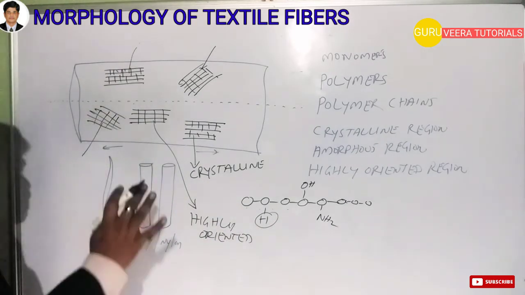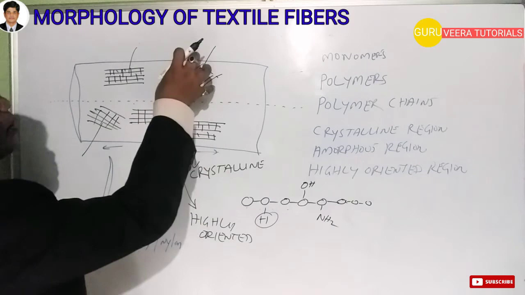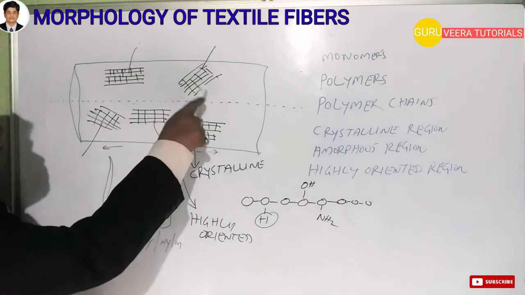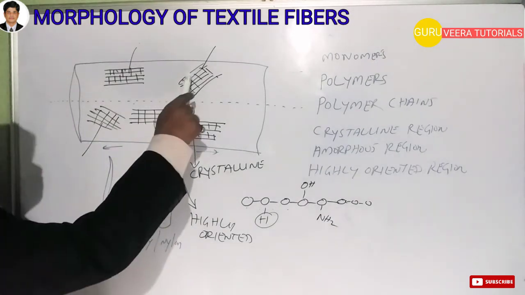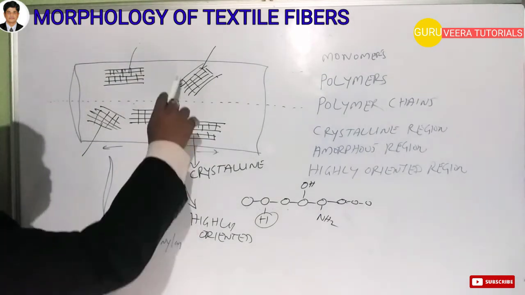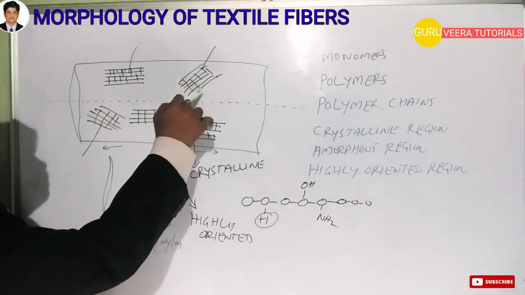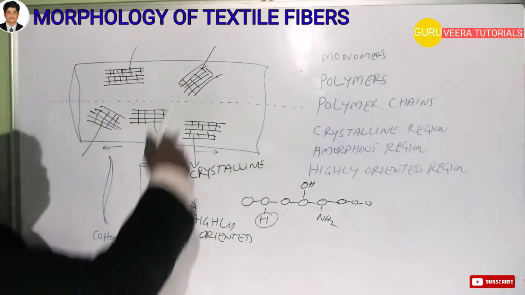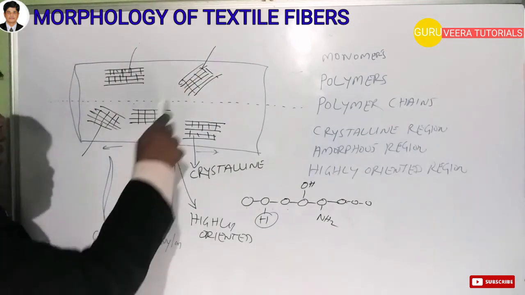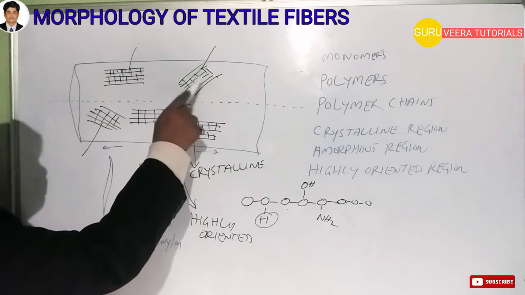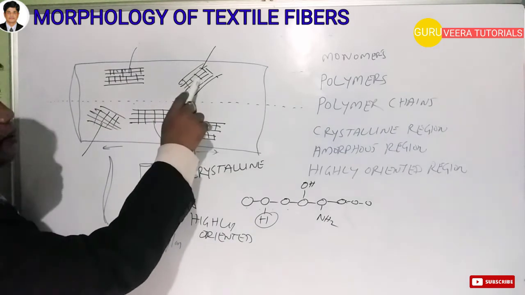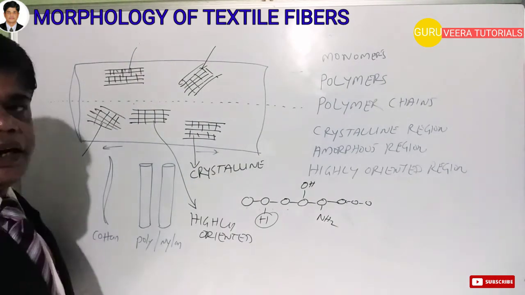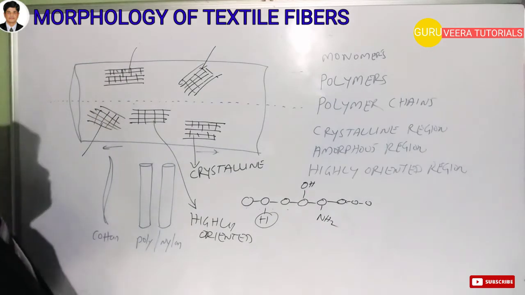Now, here one group is there, and some polymers are together making a bonding, but this group is not parallel to the axis of the fibers. The strength is there, since a number of polymer chains are grouped together, but they are not parallel to the axis of the fibers. It is only a region, so we can call them only crystalline regions. Now we have understood that a group of polymer chains makes a crystalline region, and if that crystalline region is parallel to the axis of the fibers, then it is called a highly oriented region.